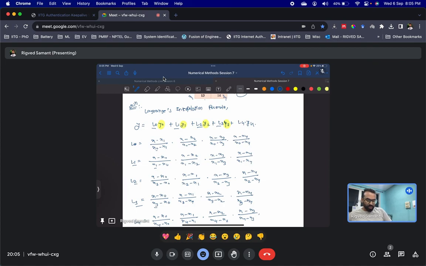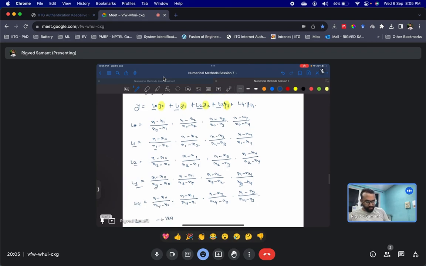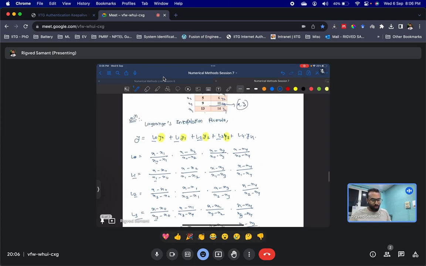So in L1 we will have the x1 here, for L2 we will have x2 here, and for L3, x3 here. We will not do x3 minus x3 or x2 minus x2 here, because that would make an undefined term. So that we are checking out.